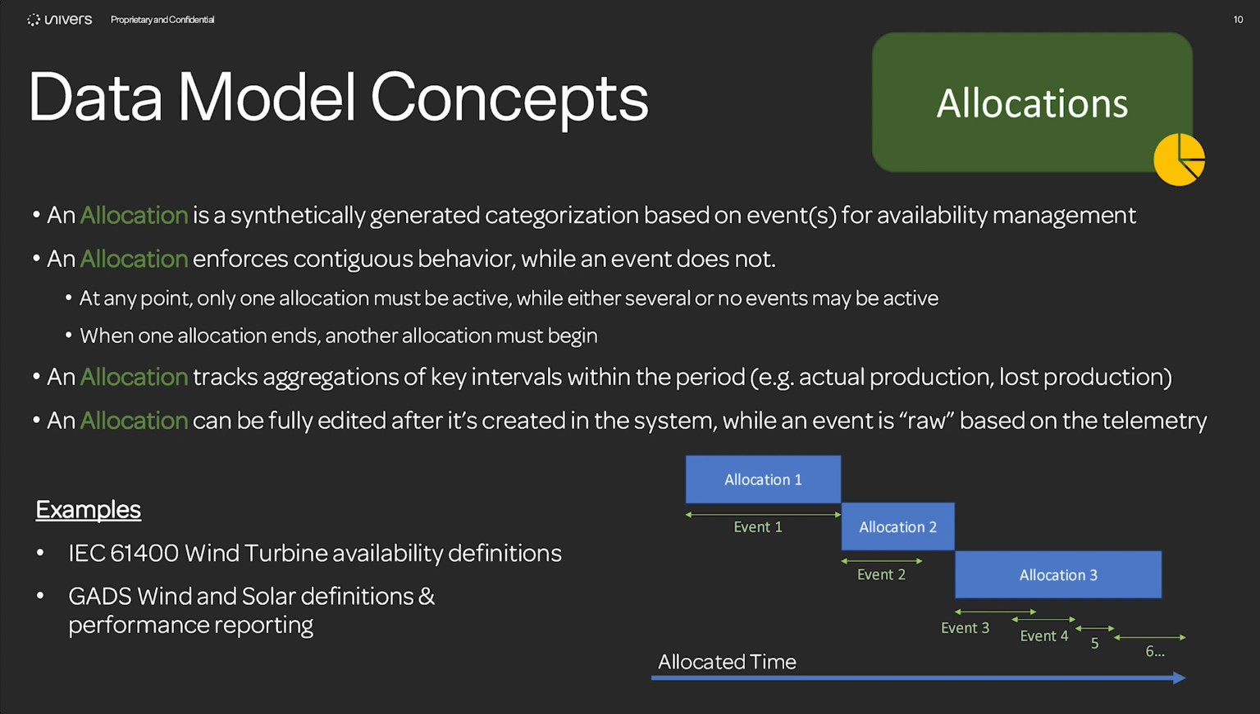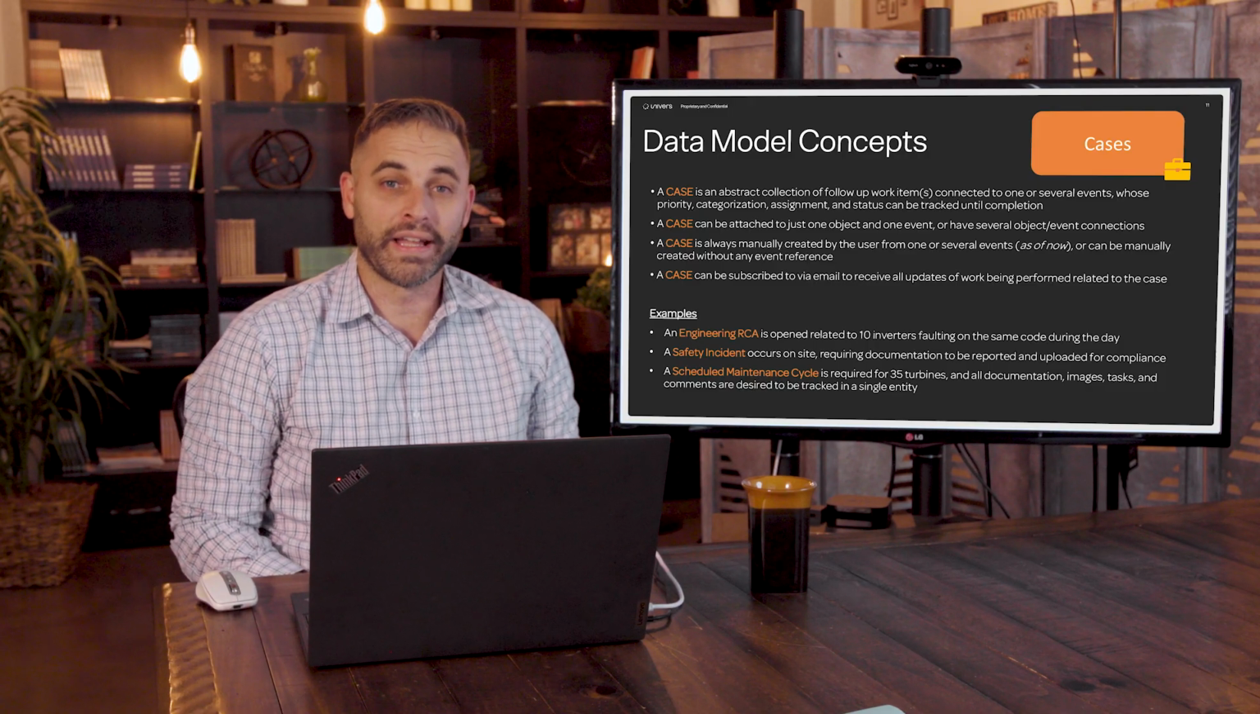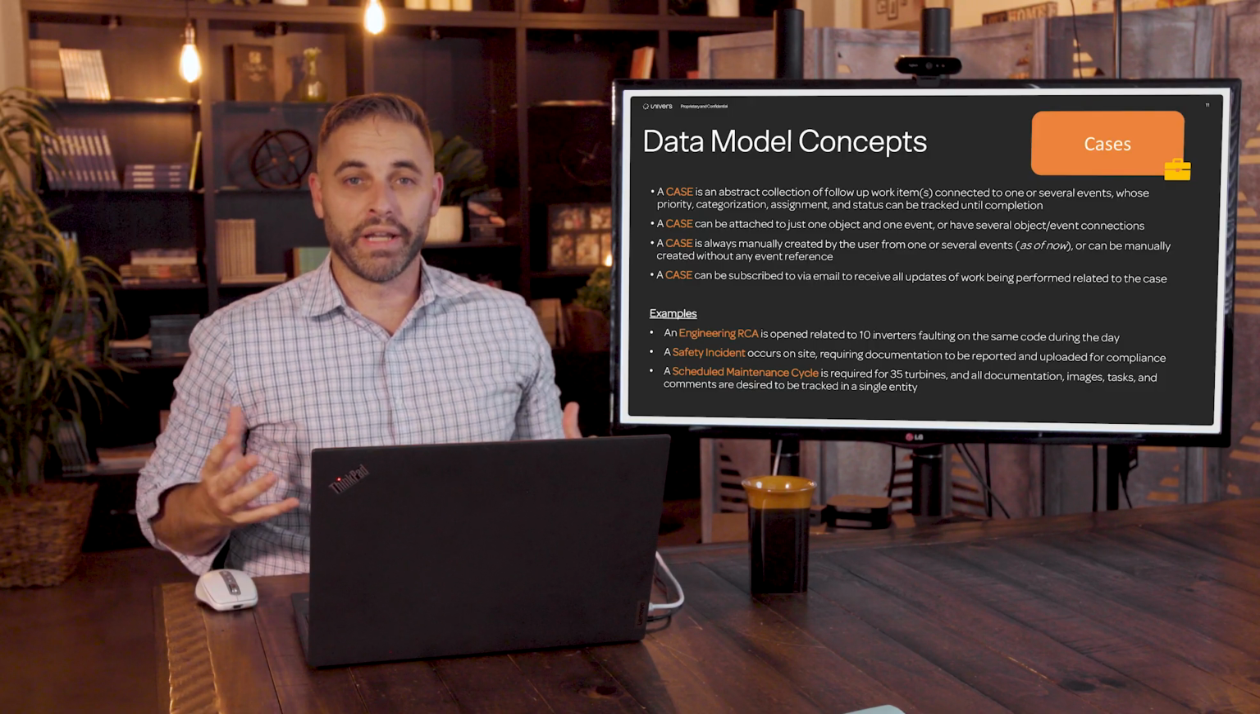Specifically, at any point, only one allocation must be active, while several events could be active at once. An allocation also tracks key properties within the start and end of the allocation to do automated analysis like lost energy and theoretical energy. An allocation also allows you to edit it once it's created, so you can change the categorization of the event itself. So examples of this are IEC classifications for wind or solar, or GADS classifications for wind and solar for America's customers.